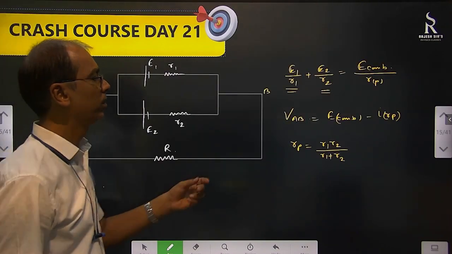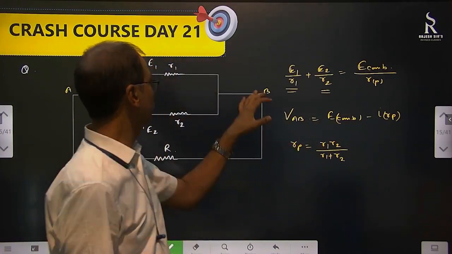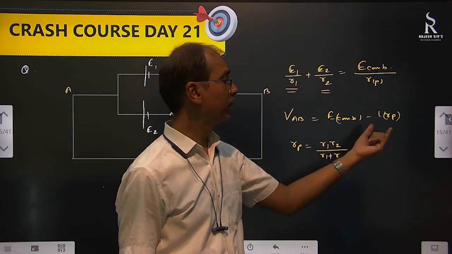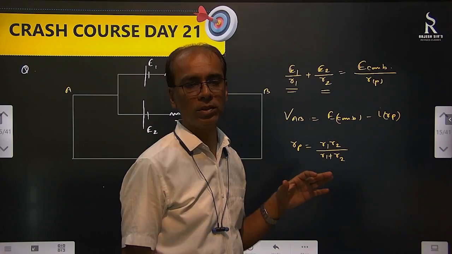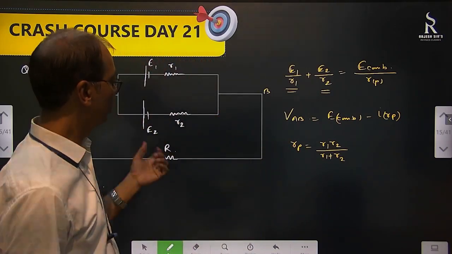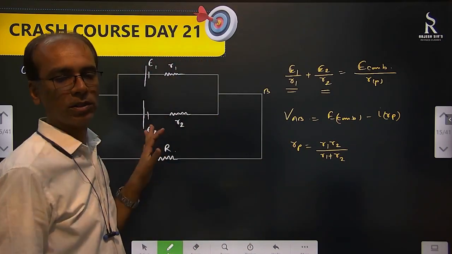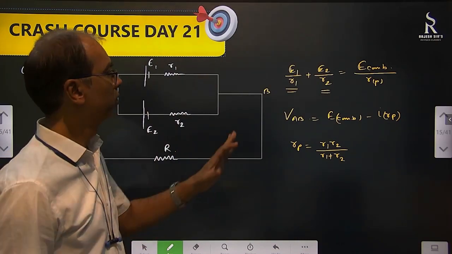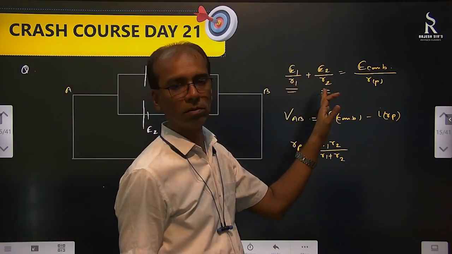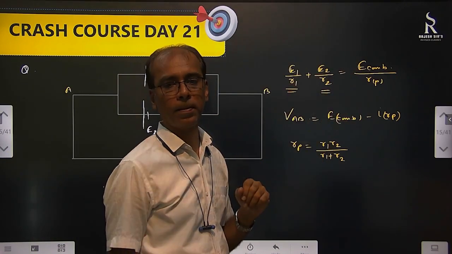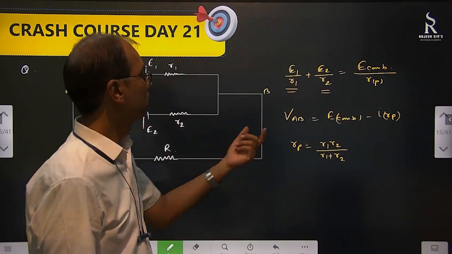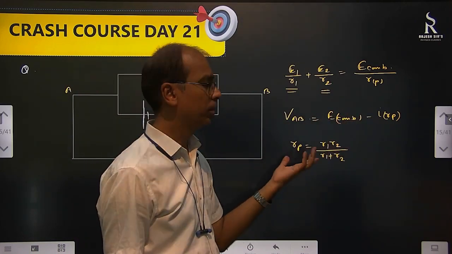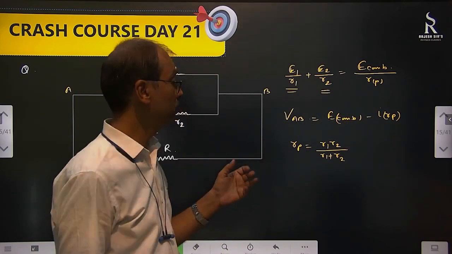VAB equals E of combination, that means E of this minus I into RP. Why RP? Because of this combination, not this. This combination. V equals E minus IR, remember that. First is E1 by R1 plus E2 by R2, E combination by RP. VAB equals E combination minus I RP, and RP we all know. Net resistance is RP plus R.